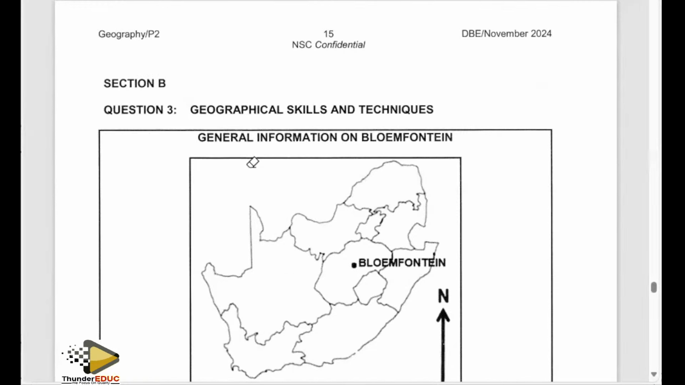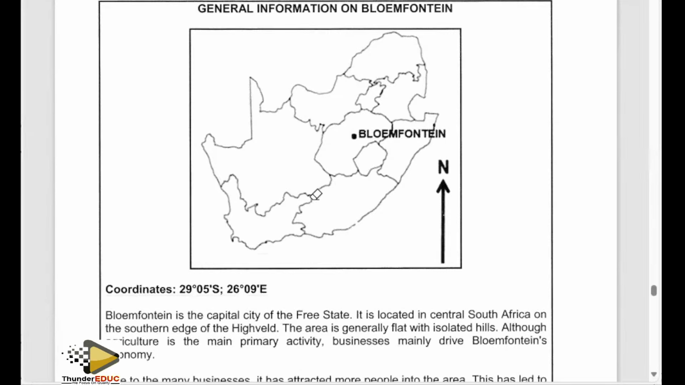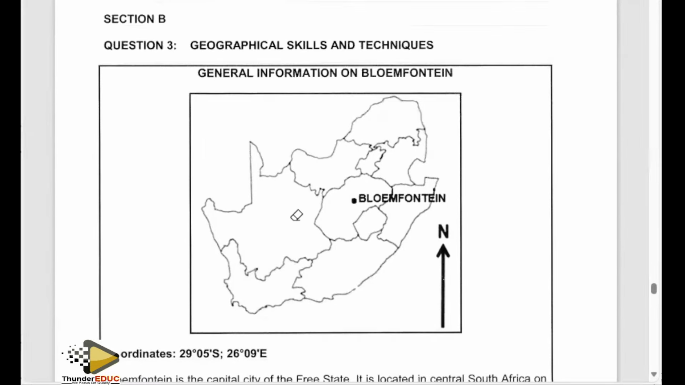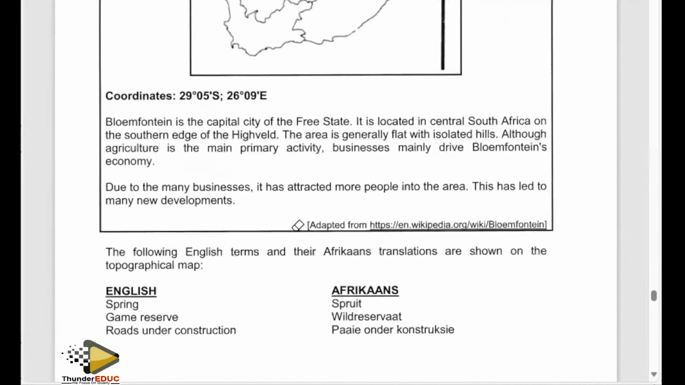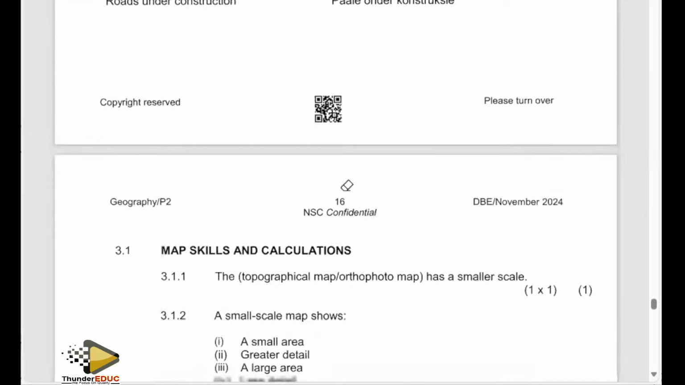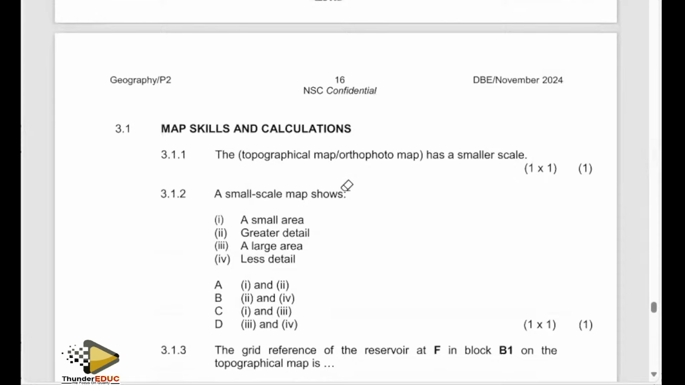Right. This question is based on the map of Bloemfontein provided, and there's map information provided there. You're also supposed to read it. It will help you somehow in answering some of the questions as the questions come. Right. Then we go to question 3.11.